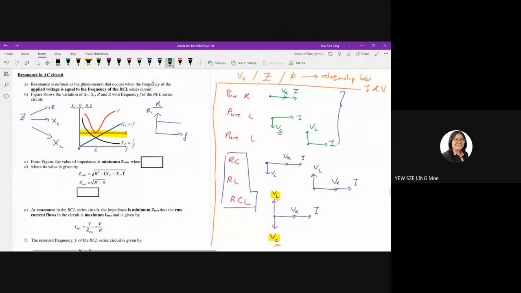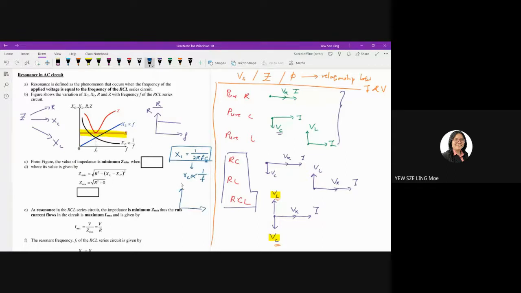Now, how about XC and XL? Try to ask yourself, what are the equations for XC and XL? If you look at XC, the equation is 1 over 2 pi FC, in which if you are using the same capacitor, remember, then C is constant. Meaning that this equation tells you that XC depends on the frequency. Why? Because it is inversely proportional to frequency. If you are still using the same capacitor, when you change the values of frequency, XC changes.